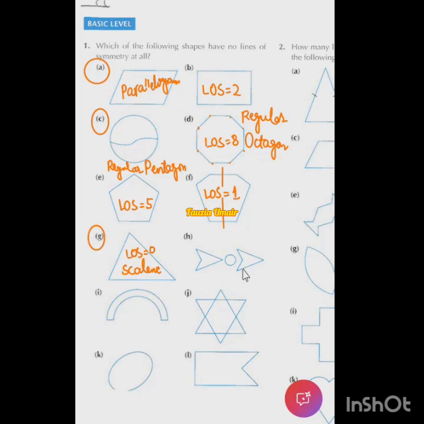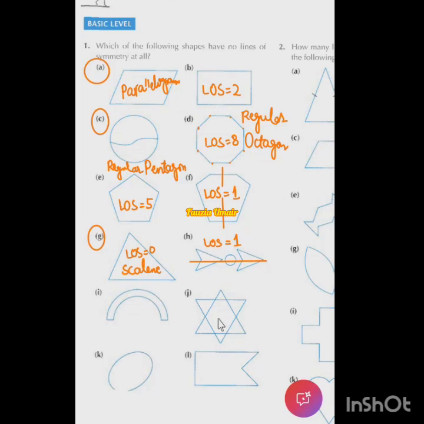Now, what about this one? Is this shape having any line of symmetry? Yes, ma'am. Like a horizontal one. So this is having line of symmetry equal to 1. Right, very good. What about this one? It has one vertical. So 1 vertical, right?